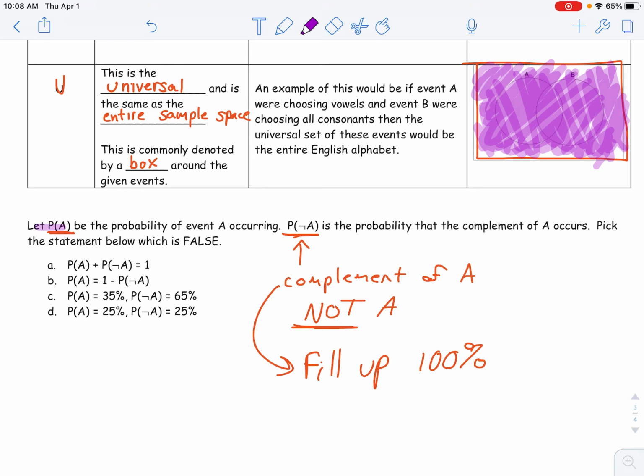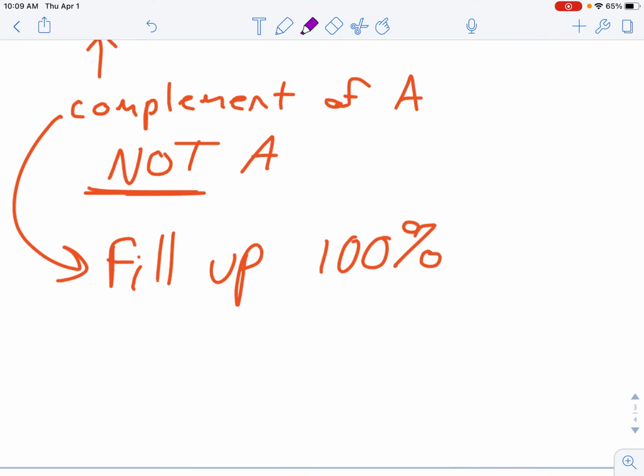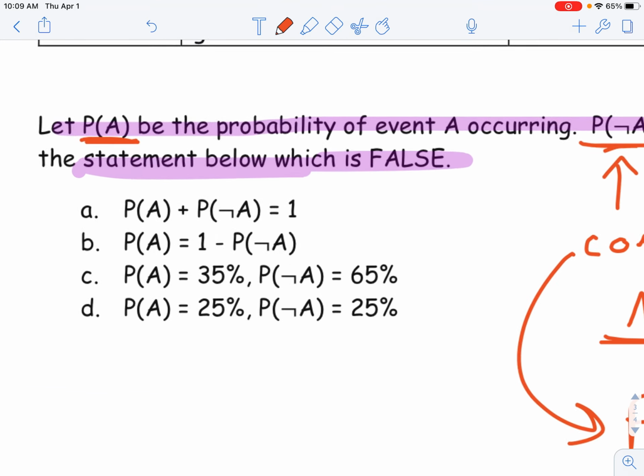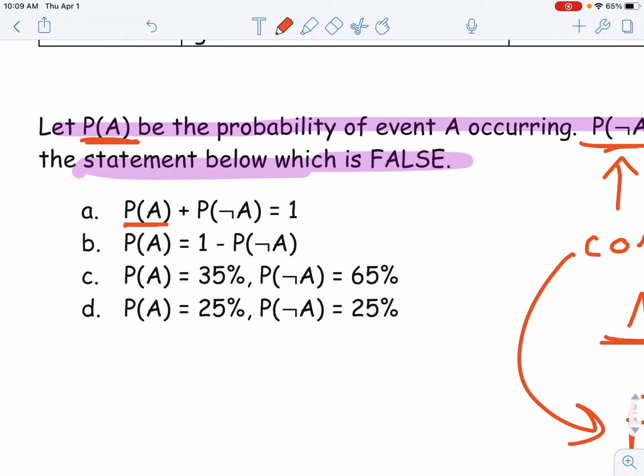All right, so let A be the probability of event A occurring. Let the probability of the complement of A be the probability that A does not occur. Pick the statement below which is false. Remember it fills up 100%, and 100% is the same as 1.0, the numerical representation, or just 1. So the probability of A plus the probability of not A happening is always equal to 1. That's true. It fills up the 100%. So we're picking the statement that's false.